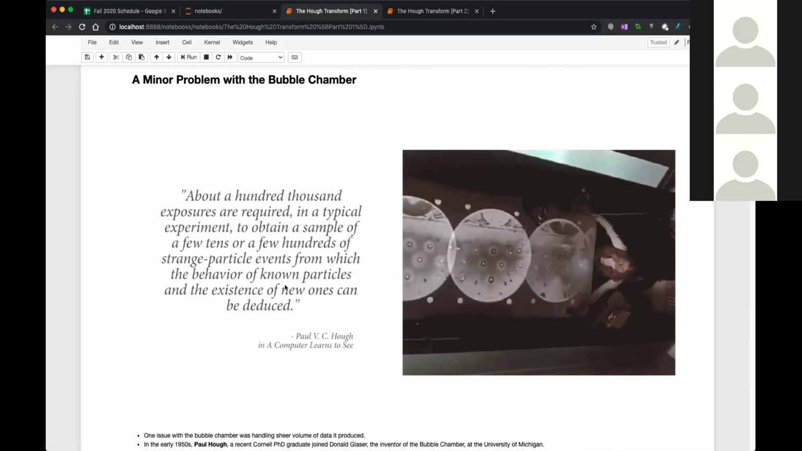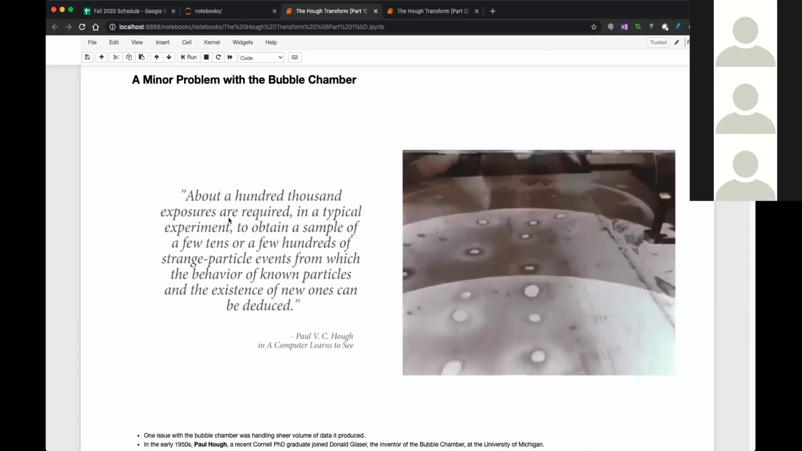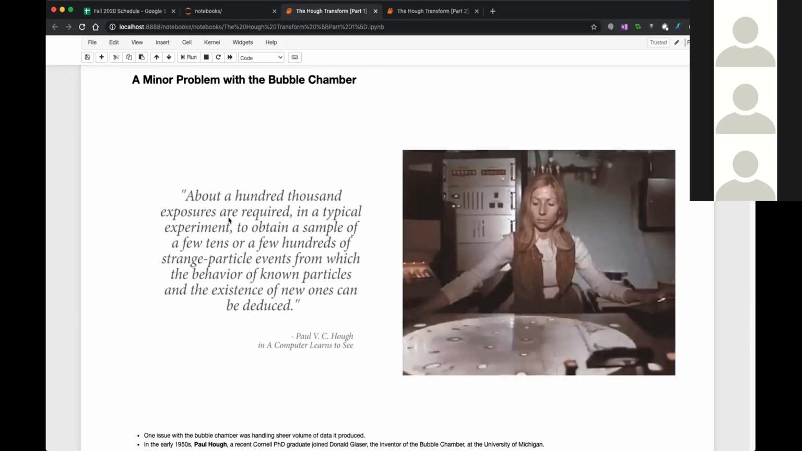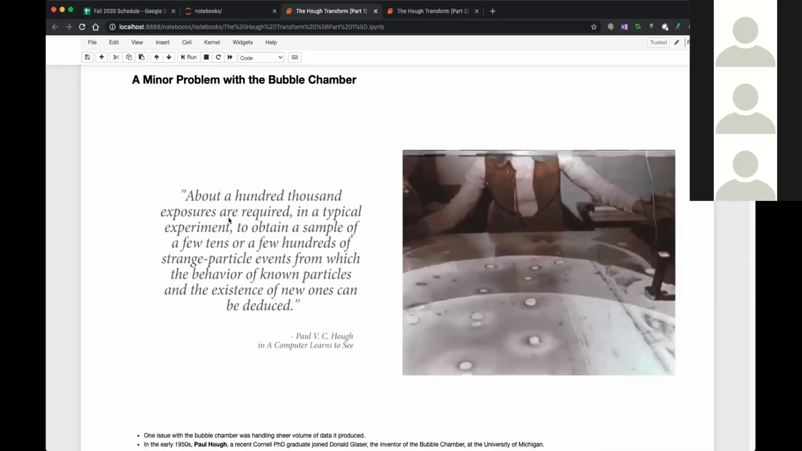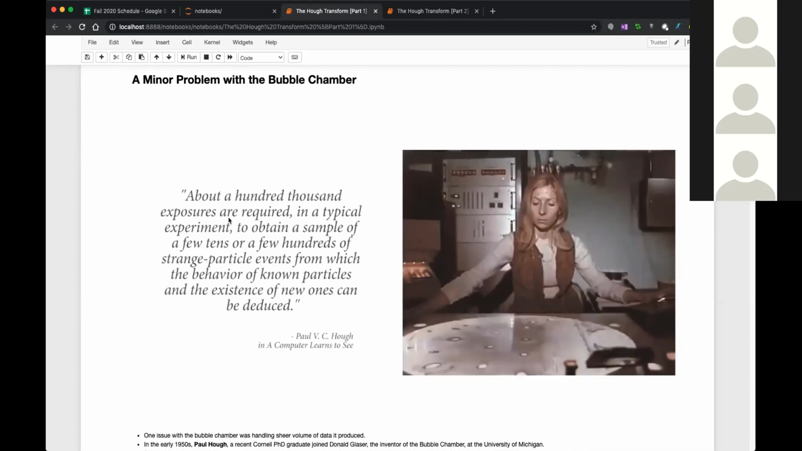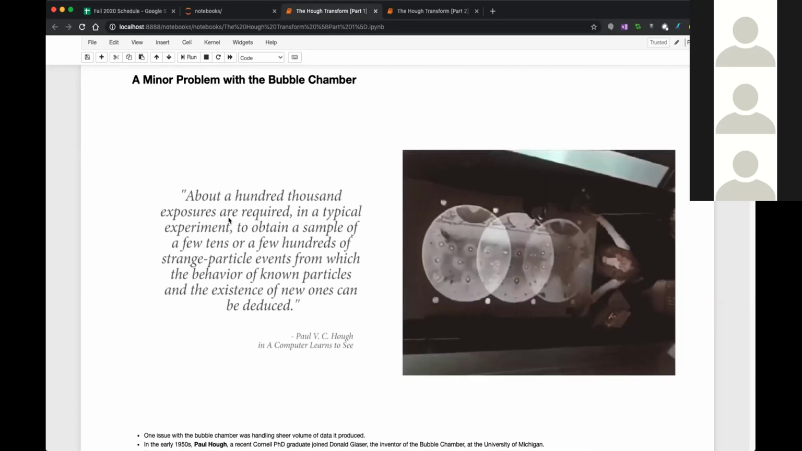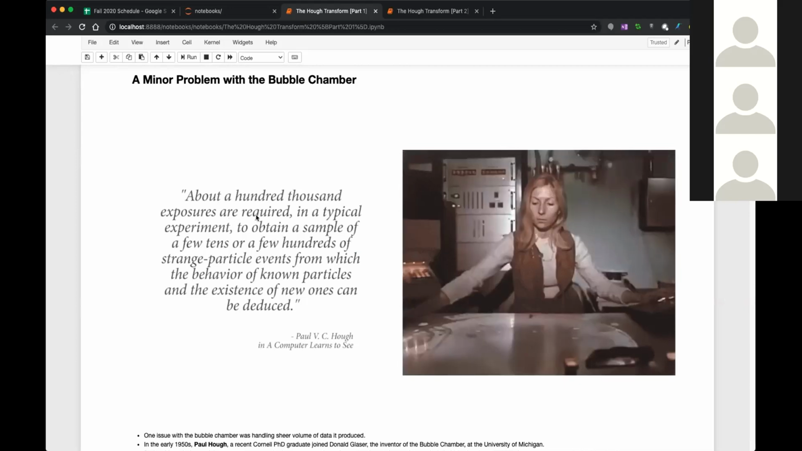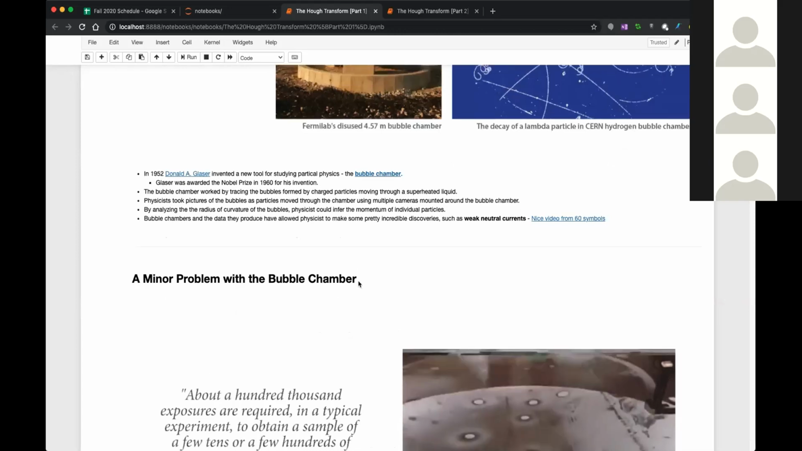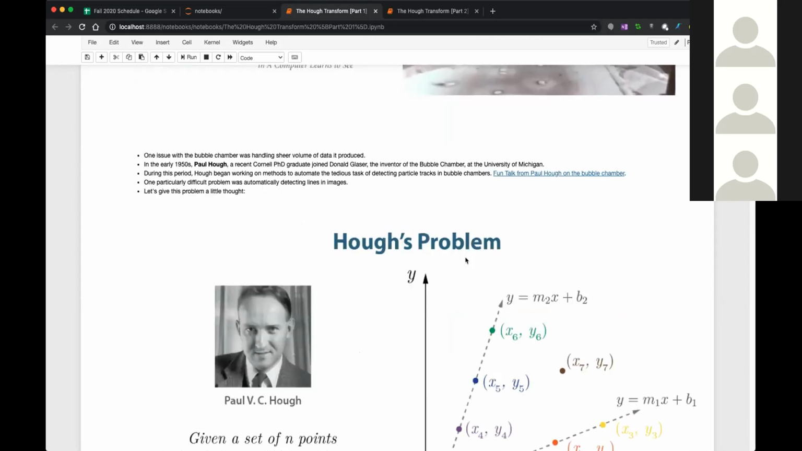So here's a great quote from Paul Hough. He says, about 100,000 exposures are required in a typical experiment to obtain a sample of a few tens or even hundreds of strange particle events from which the behavior of known particles and the existence of new ones can be deduced. So really, they were working on discovering new particles, which is pretty cool. It's a pretty cool part of physics. But to do this, they had to look at hundreds of thousands of images, which, as you can imagine, gets pretty tiring, right? This is something that you may not even have enough human power to do, to analyze a bunch of images like this. So that was the problem they were trying to solve.